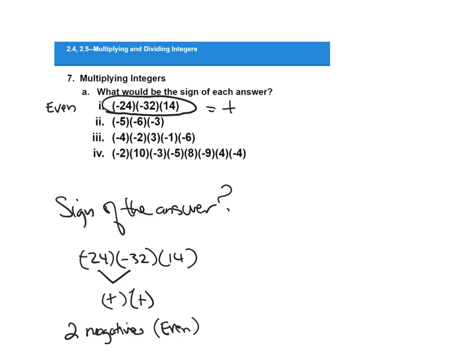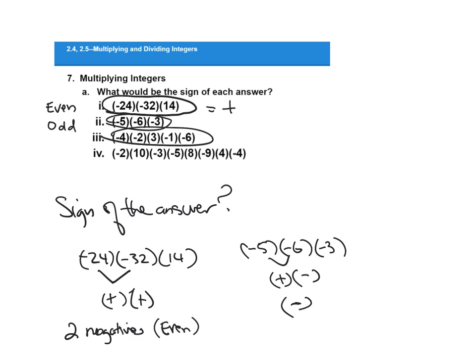Notice on number 2 you have an odd number of negatives. And so if you take negative 5 times negative 6 times negative 3, this negative times a negative is a positive. That's a negative, so positive times a negative is a negative. And you had an odd number of negatives.